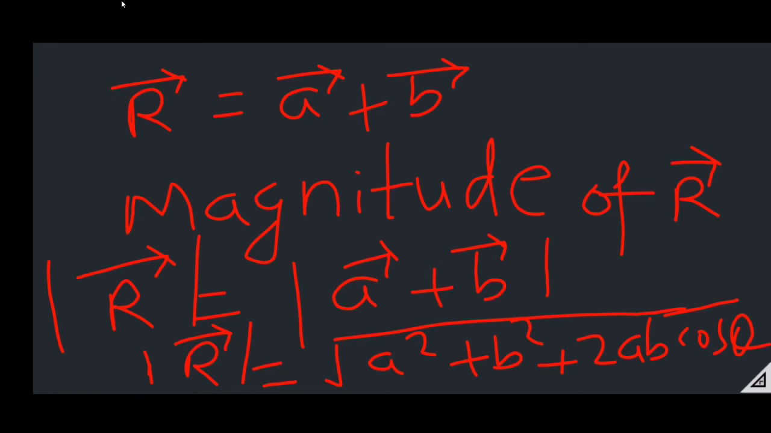Now, this is the formula to calculate R vector. So the modulus of R vector, the magnitude of R vector, is obtained by using the formula root under a square plus b square plus 2ab cos theta. So this is the magnitude of resultant R vector. So this is the first formula for you.